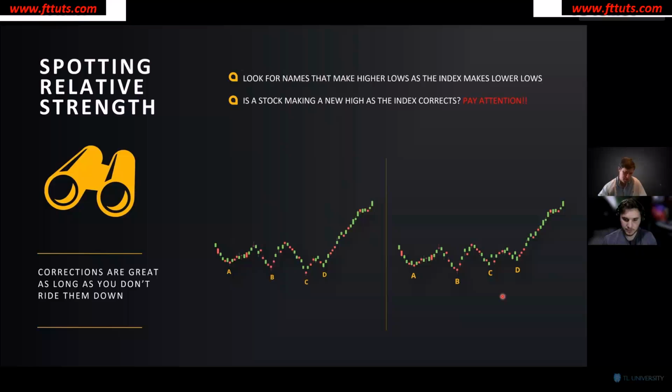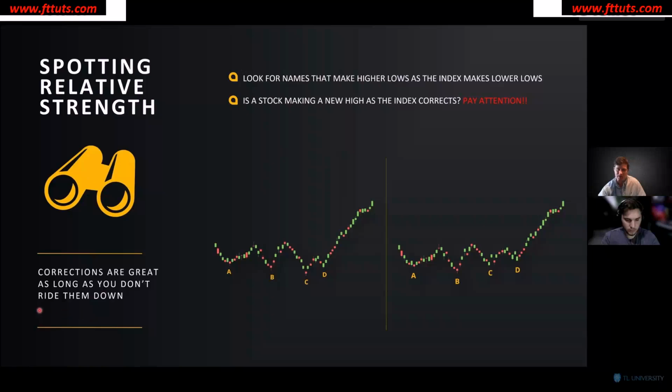Yeah. One thing that one of my first mentors always used to say: corrections are great as long as you don't ride them down. The thing with corrections is they have the ability to scare you and get your emotions high. But if you just look at the S&P, long term, we generally go higher. So the key during corrections, rather than to get all bared up and short the heck out of the market, which you can do if you're good at that, is to really find these needles in the haystack.